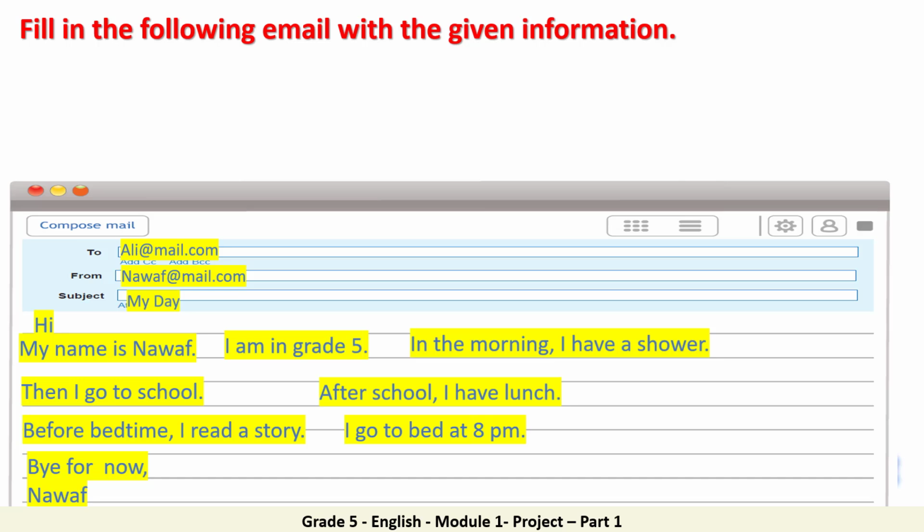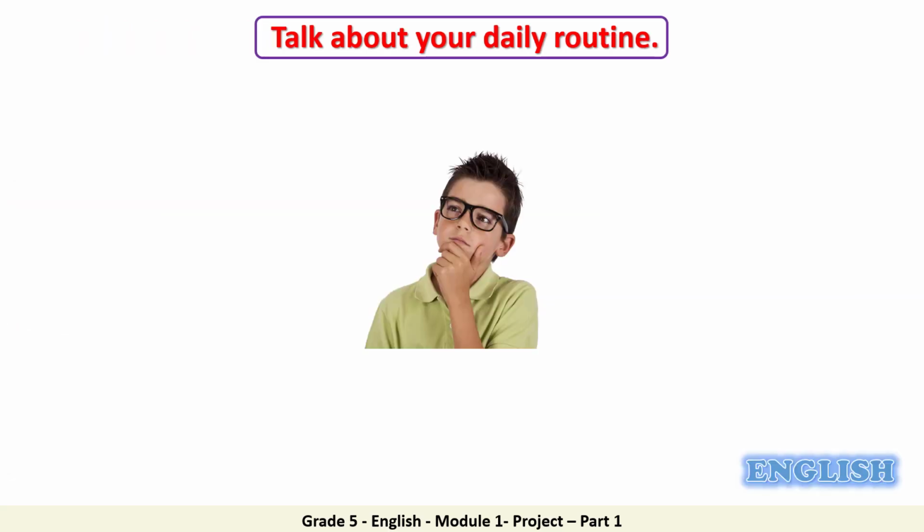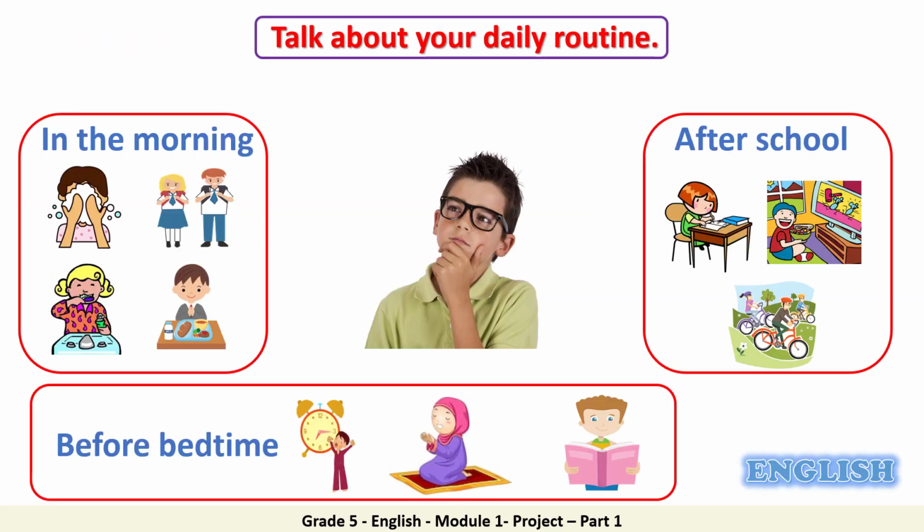If your answers are correct, so you successfully achieved the second objective. And now you're able to identify the structure of an email about someone's daily routine. What about you, my friends? Don't you want to talk about your daily routine? What you do in the morning? What you do after school? And before bedtime? Well, this is our third objective.